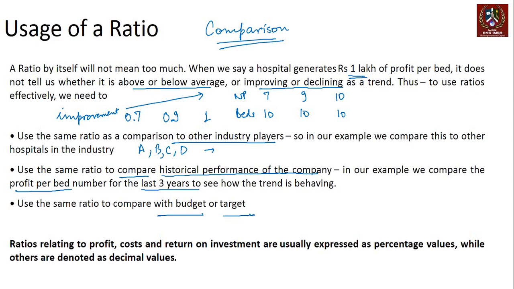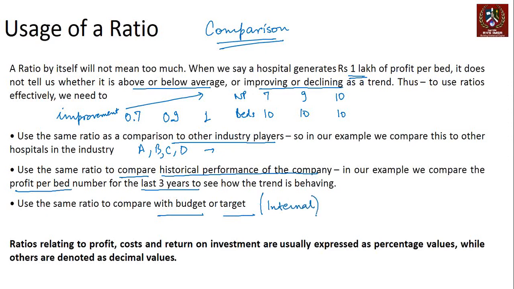Sometimes if you're working internally in a company, the company will say, okay, next year we should have a profit per bed of 1.2 lakhs. Now at the end of the year, you can evaluate if it was indeed 1.2 lakhs or not. This is not available for external people. Budgets of a company are typically internal in nature, right? So these are internal in nature usually.